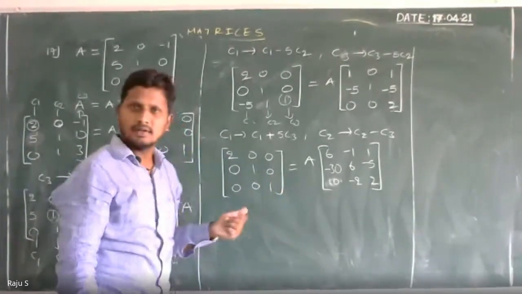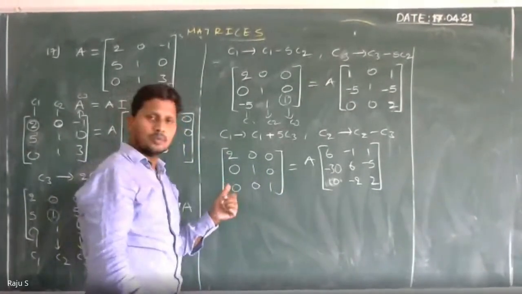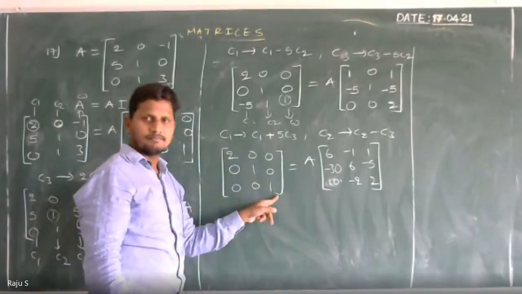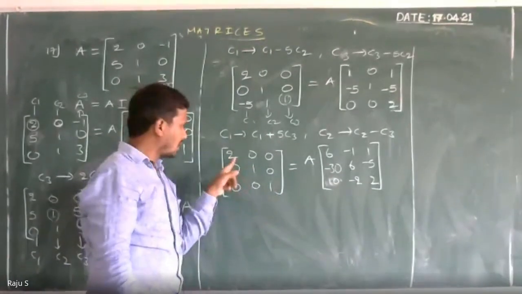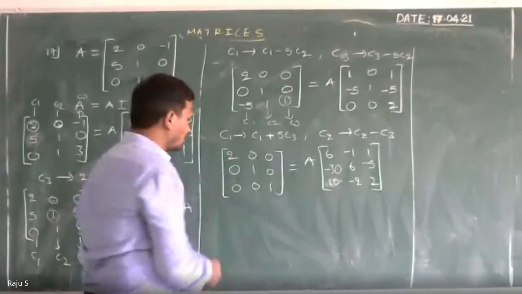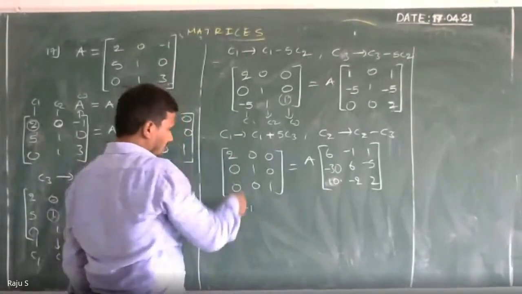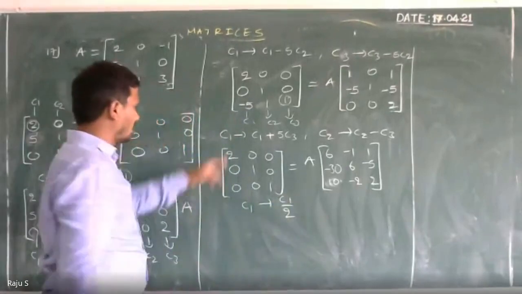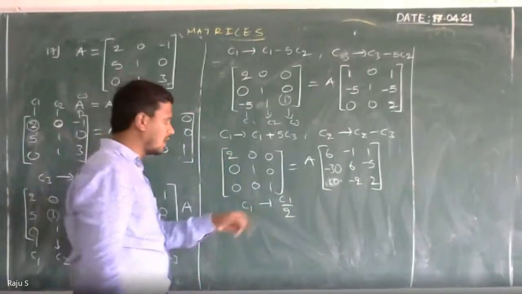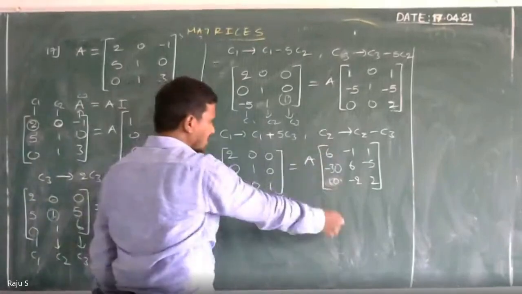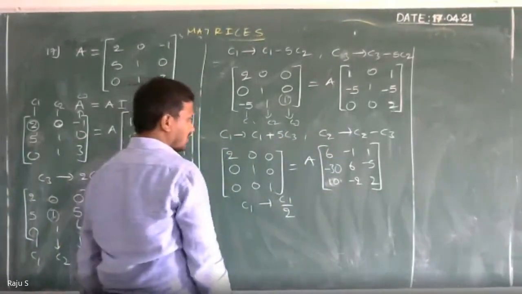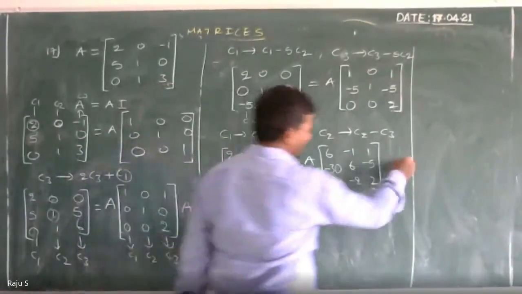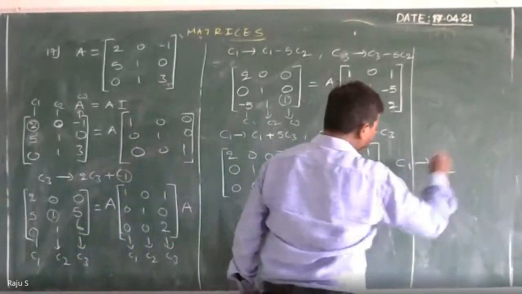After getting the diagonal, we know very well how to make the identity. See, already two elements are unity, one. So you can make these two values one. What to do? C1 tends to C1 by 2. Column wise, you can apply column operations only. So divide the entire first column by 2, so C1 tends to C1 by 2.